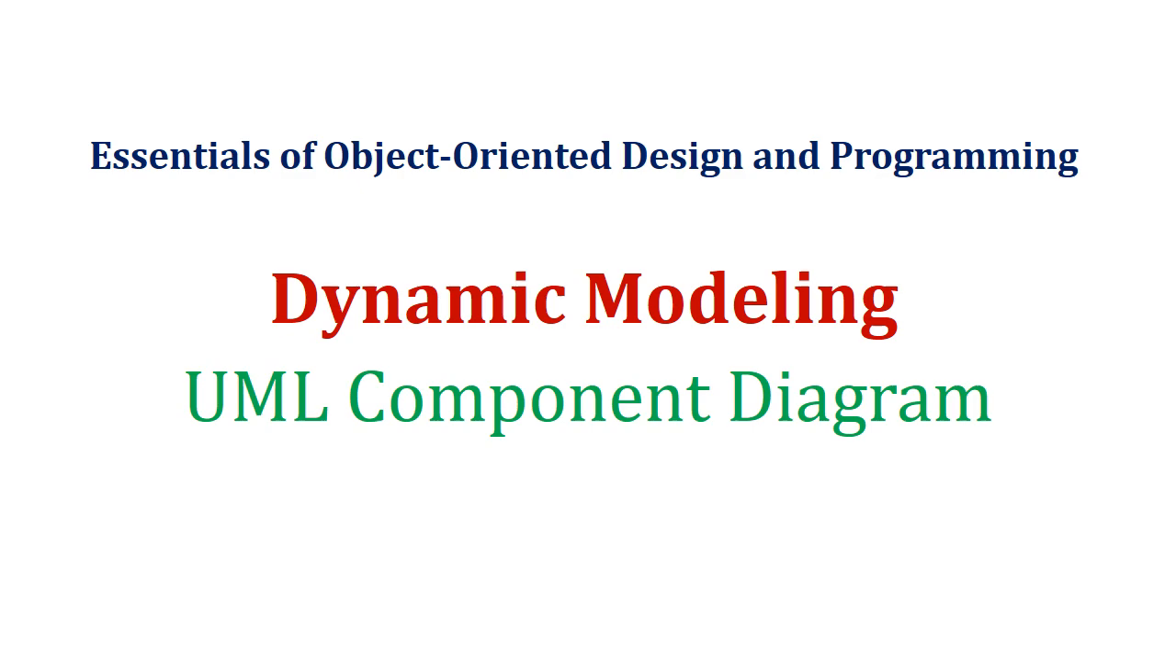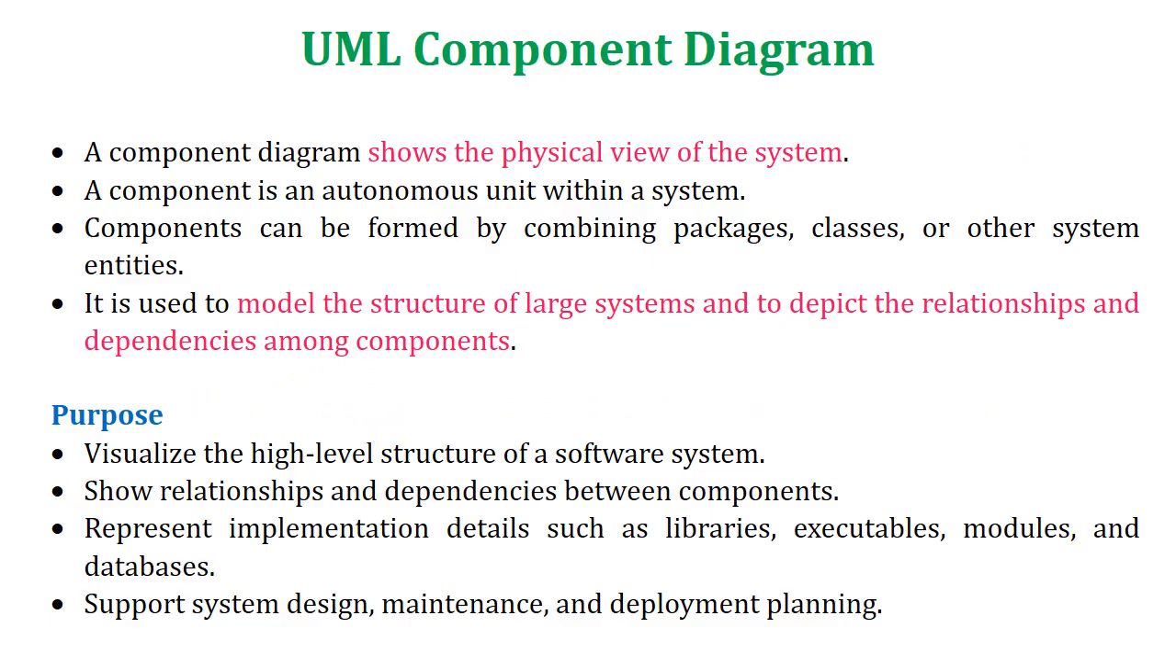Here is one of the models, the UML Component Diagram. What is a component diagram? The component diagram is a diagram which shows the physical view of the system. The component is an autonomous unit within the system. It is used to model the structure of a larger system and to depict the relationship and dependency among the components.